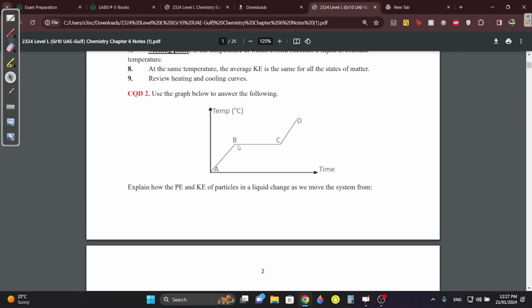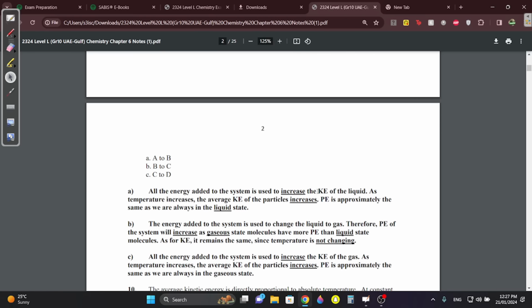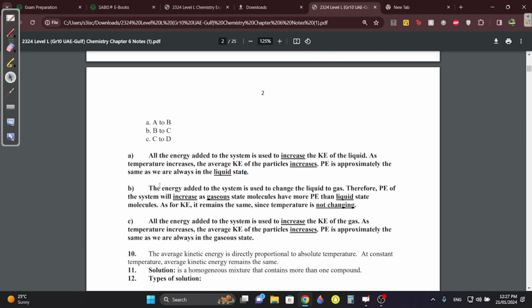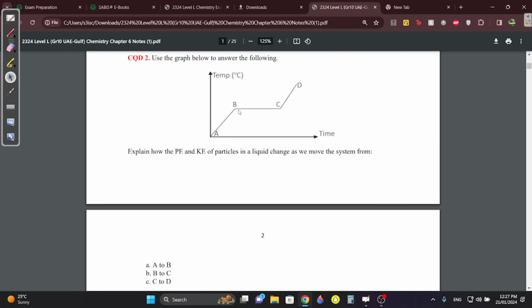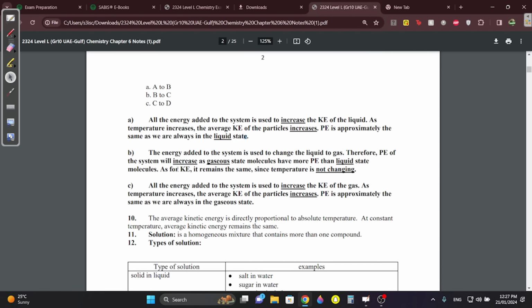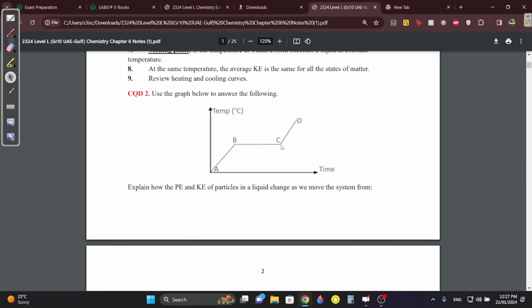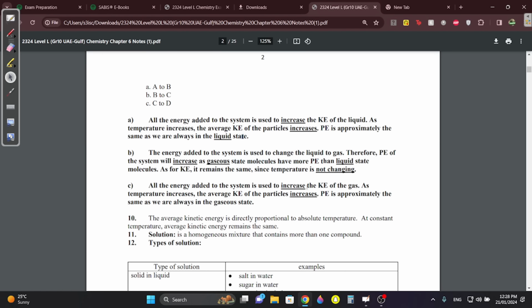So look, from A to B, since the temperature is increasing, kinetic energy will increase. The average kinetic energy increases and the potential energy is the same, because we're always in the liquid state. A to B, they started at liquid, not solid. From B, the temperature is not changing, so kinetic energy will remain the same, but it will have more potential energy. And then C to D, same thing as part A. The average kinetic energy will increase, but potential energy will remain the same.